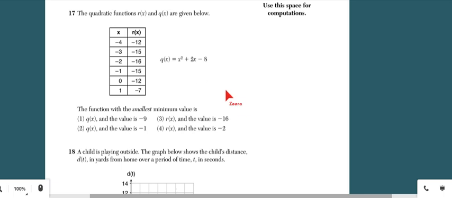Okay, the quadratic functions r of x and q of x are given here. Which function has the smallest minimum value? Keep one thing in your mind: the minimum value or the maximum value of the function always lies on the line of symmetry. So first we have to calculate the value of x for the line of symmetry, which can be calculated by negative b over 2a. What is the value of b here? It is 2. And then over 2 times 1. So it is negative 1, right? Yeah.